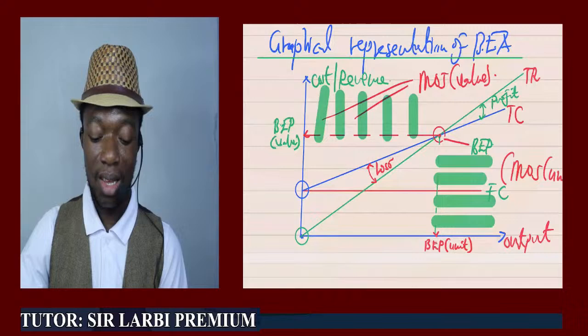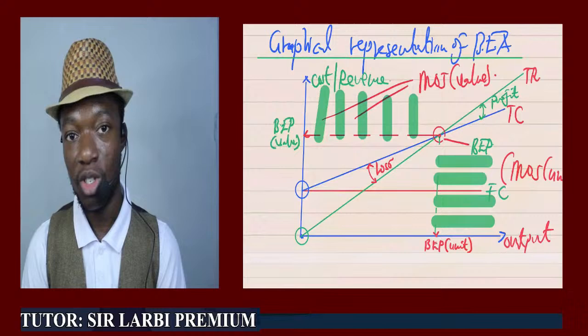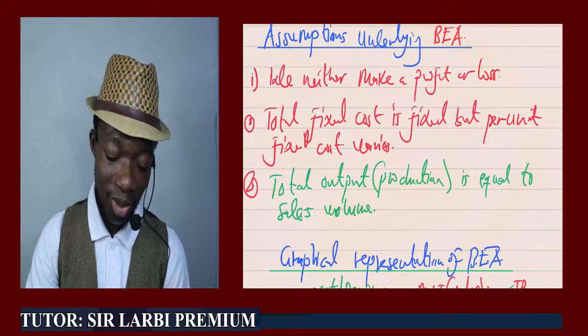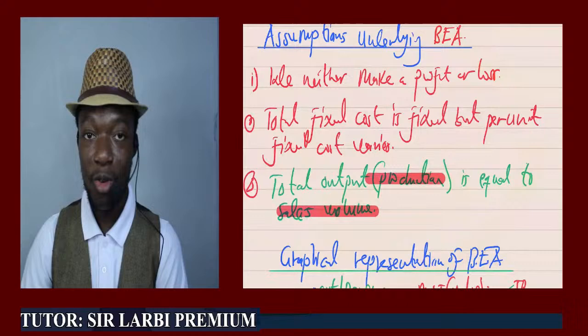So for us to determine our margin of safety, what do we do? It's very simple. All I'm going to do is compare our break-even point in units with the sales units. Because if you remember, we made an assumption that when it comes to break-even analysis, our total output with respect to production is equal to sales volume. That is, whatever we produce is sold.